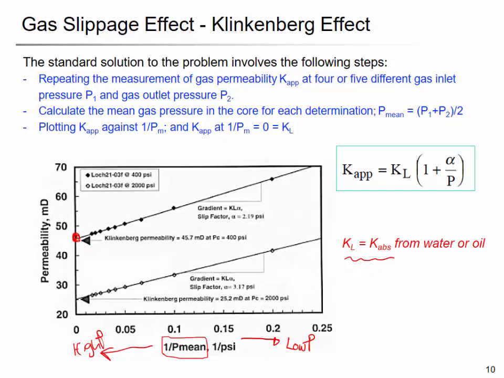So how do we get this value? We need to repeat the measurement of the gas permeability at 4 or 5 different gas inlet pressures and outlet pressures. Then calculate the mean gas pressure. The mean gas pressure will be P1 plus P2 over 2, the outlet and the inlet, and you average it. Then plot the K_app, the apparent permeability, which is measured from Darcy's law, against 1 over P_m. Then the apparent permeability at the axis intersection will be K_L. So that's very straightforward. So this is the calibration procedure to consider this Klinkenberg effect.